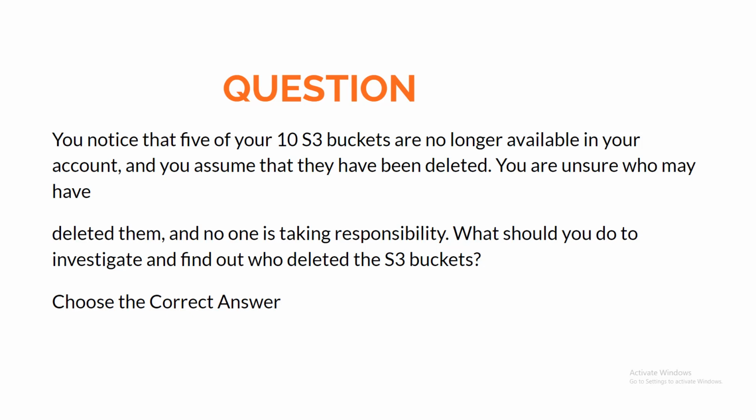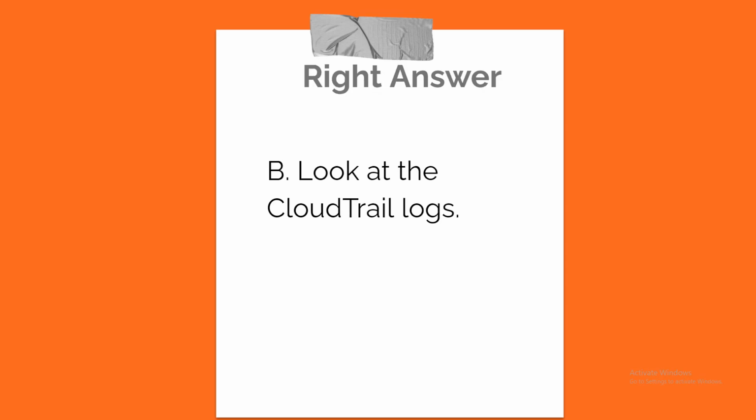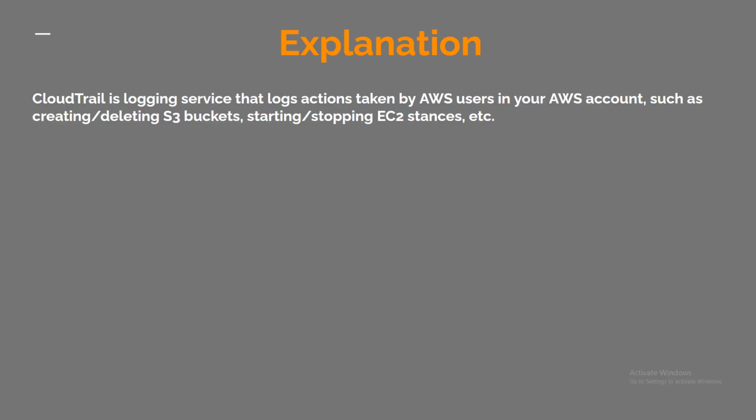Choose the correct answer. A. Look at the S3 logs. B. Look at the CloudTrail logs. C. Look at the CloudWatch logs. D. Look at the SNS log. Answer. B. Look at the CloudTrail logs. Explanation. CloudTrail is a logging service that logs actions taken by AWS users in your AWS account, such as creating/deleting S3 buckets, starting/stopping EC2 instances, etc.